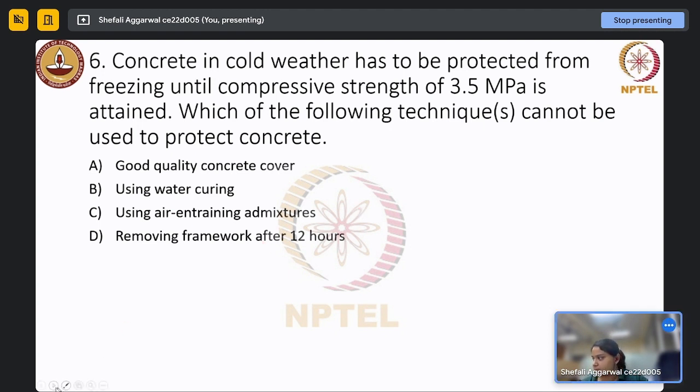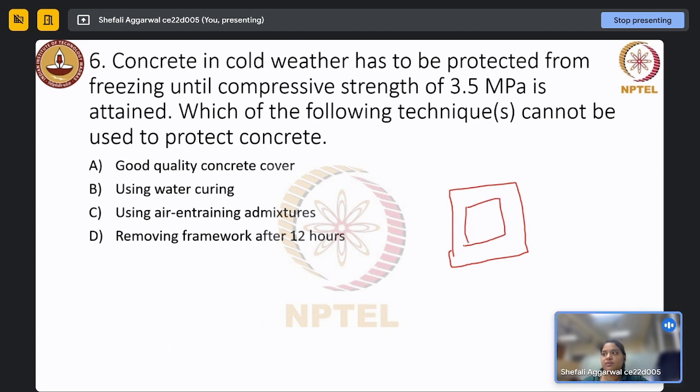Wait. Ma'am, I think it's formwork, no? Sorry, removing formwork. Form work. Because the more the formwork we keep, the more the heat will remain inside, because we need temperature.